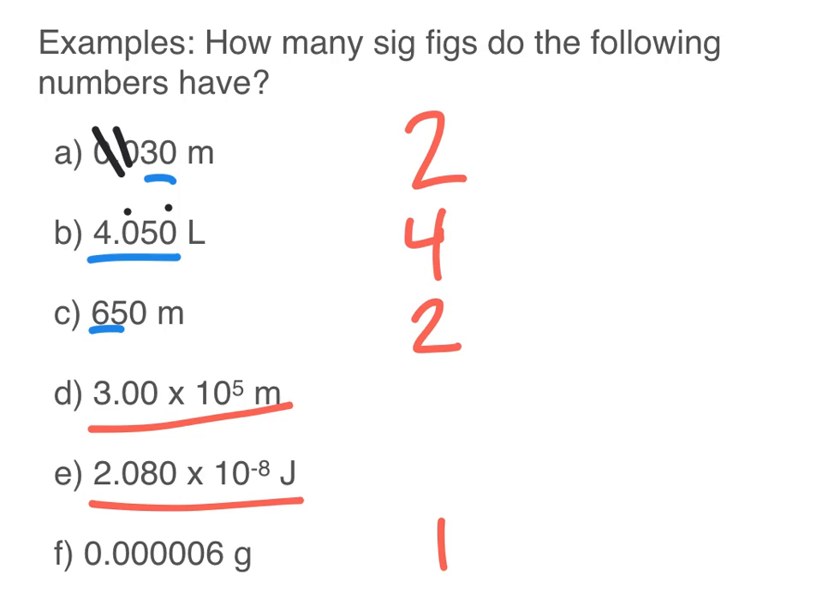I've got 650. Only the 6 and the 5 are significant. That 0, there's no decimal point, so that last 0 is a trailing 0 without a decimal point. It doesn't matter. And then the same thing with this. These are all leading zeros. Leading zeros are not significant, so there's only 1.